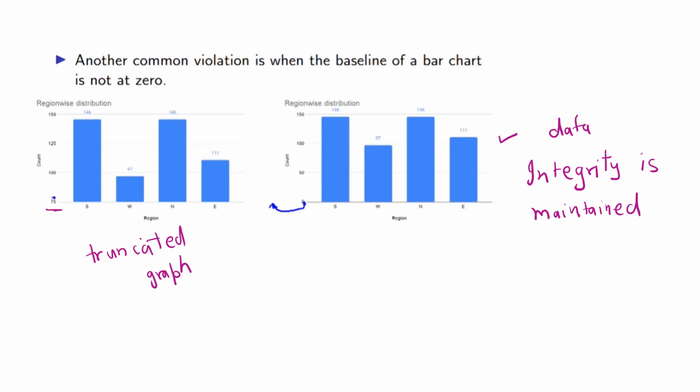Another common violation is when the baseline of a bar chart is not at 0. See, here the baseline starts from 75. It is called a truncated graph. Here the baseline is at 0. It is correct. Here data integrity is maintained. But here it is starting from 75. Not correct. It is a truncated graph.